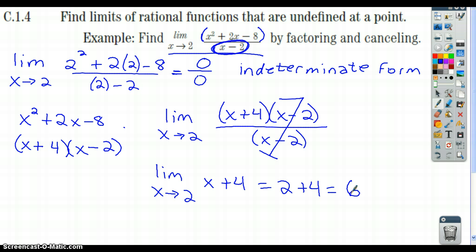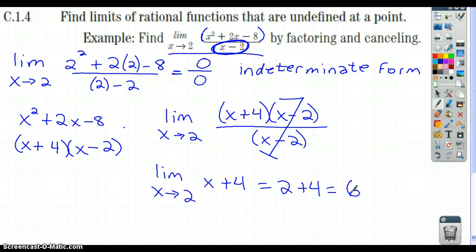And so later on when we get into continuity, this is called a removable discontinuity, meaning there's just a hole in the graph. There's one point in this graph where the denominator is 0 and the function does not exist. However, it's good for any other value of x. So it's called a removable discontinuity.